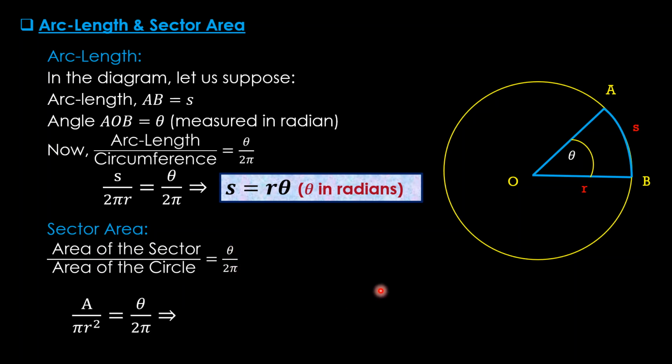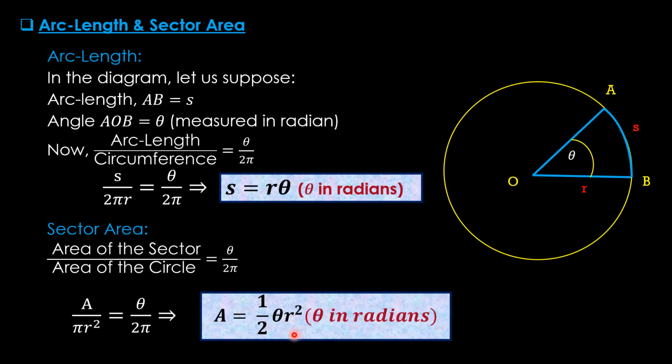Then we can denote this area of the sector as capital A. So A over pi r square equals theta over 2 pi, because the area of the circle is pi r square. And on simplification we get A equals half theta r square, theta in radians again. So these are the two important relations we need to use for math problems. One is arc length S equals r theta, and the other is sector area A equals half theta r square. But remember, in both cases theta should be measured in radians. Degree cannot be used.